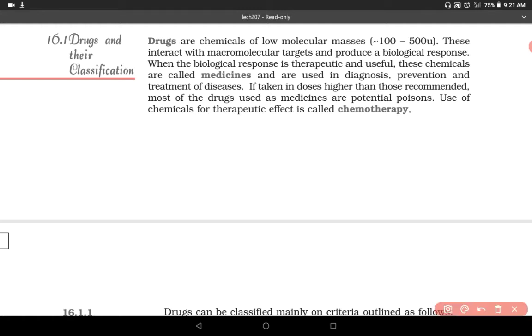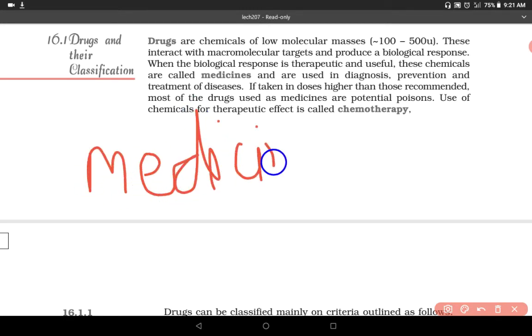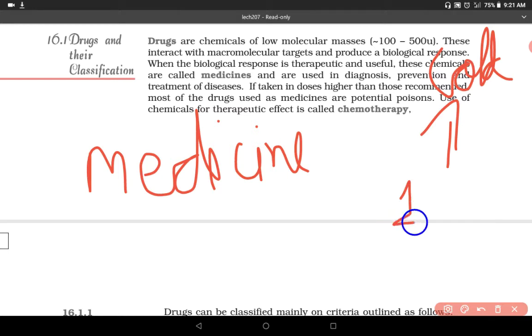It is useful if taken in the recommended dose; in a dose higher than recommended, it is harmful. Most of the drugs used as medicine are potential poisons. Yes, these medicines are useful. For example, if you are suffering from a cold, you take some medicine. The doctor suggests one medicine to take at night.